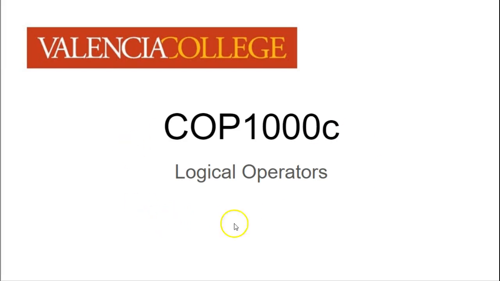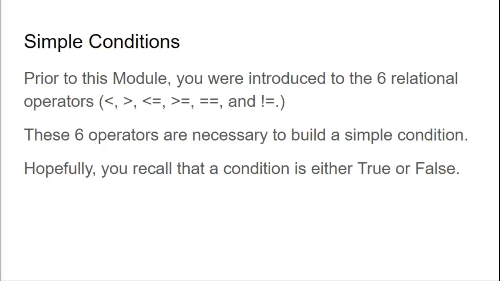Topic for this session is logical operators. Up until this point, we have been dealing with the 6 relational operators, as you see here, and we know that we needed to use these, or one of these, to build a simple condition. And we also recall that a simple condition is something that equates to true or false, only true or false.